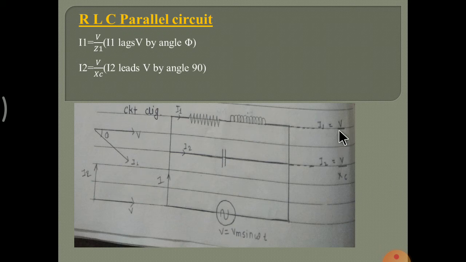Impedance Z1 is a combination of R and L, that means resistance and inductive reactance XL. This combination is Z1, impedance. So I1 is equal to V upon Z1 and I2 is equal to V upon XC. This phasor diagram is only for the current I1 and supply voltage V. V is the reference voltage line, reference vector, and I1 is lagging to V by an angle phi.